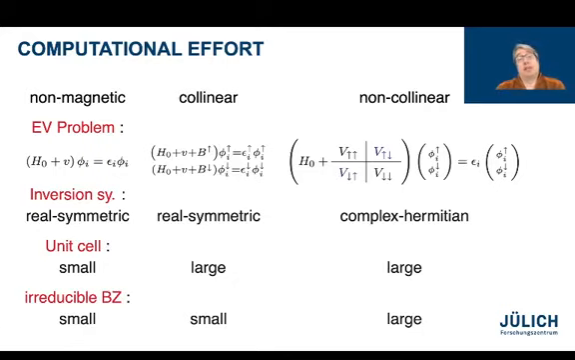Also, non-collinear magnetism usually affects the symmetry, while a collinear system might still be real and symmetric. A non-collinear system is always complex Hermitian, because these off-diagonal terms are usually complex. Also, the unit cell usually can be larger in a collinear system. I mean, usually you have a small unit cell in the non-magnetic system, a larger one in the collinear, and also a larger one in the non-collinear system. And vice versa, of course, the number of k-points, so the irreducible Brillouin zone, behaves the opposite.